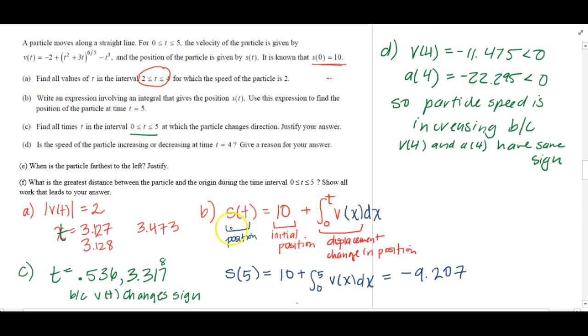So not a lot of this is really new. I mean, we're just going back over it for review because we can't forget anything. The only thing that's new that really ties into the net change idea is this piece right here. So we're talking about position, which is initial position, plus the change in position, which is an integral, as we were required to do and write an expression involving an integral.